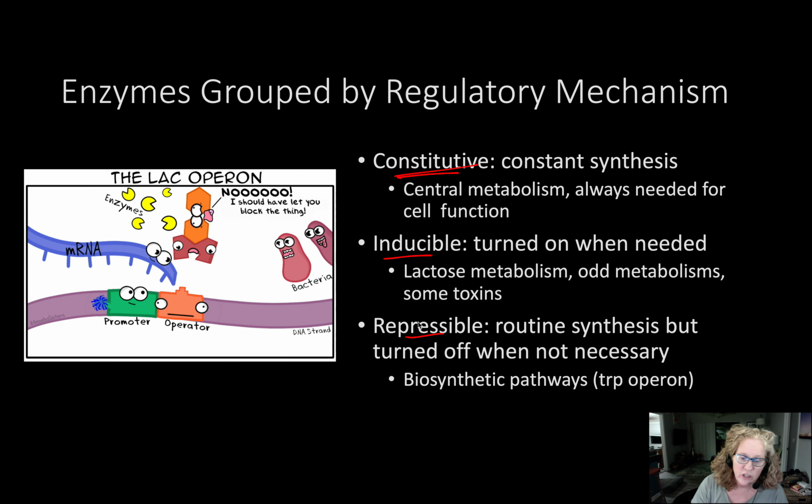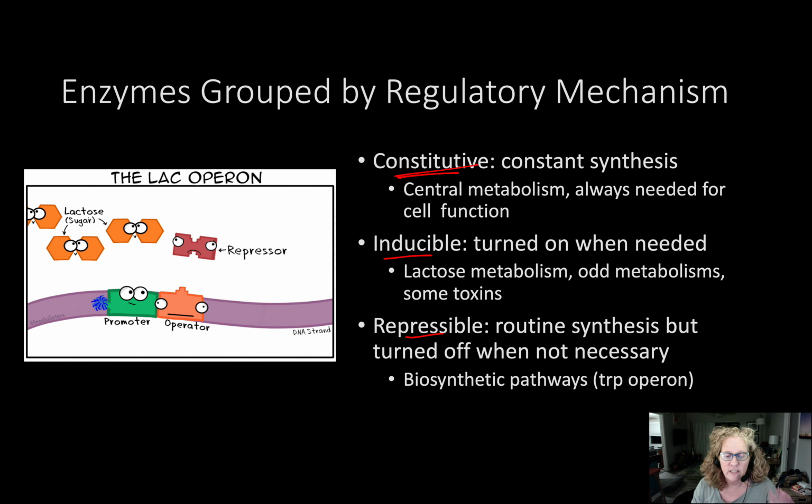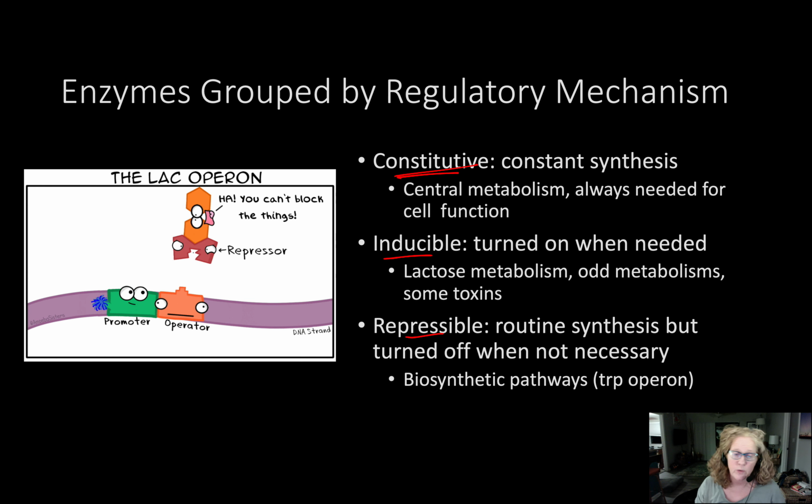And then repressible genes are ones that are routinely synthesized, but sometimes we don't need them, so we're going to turn them off. An example of that in bacteria would be what's called the trp operon. It's part of a biosynthetic pathway. This operon here is responsible for producing the proteins and enzymes necessary for the synthesis of tryptophan, an amino acid that's used in protein construction.